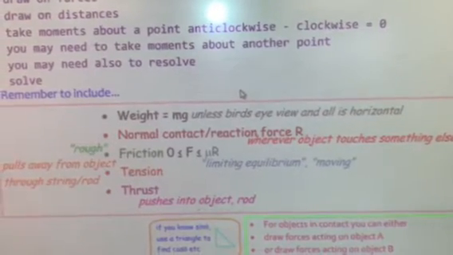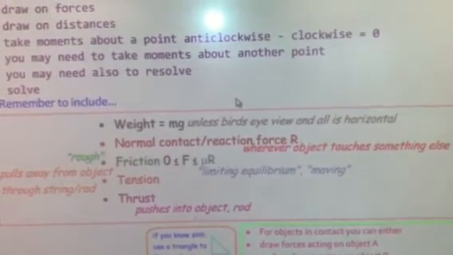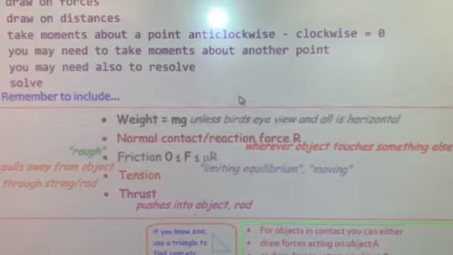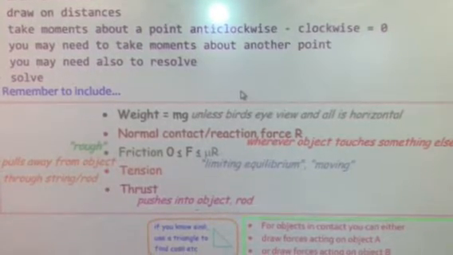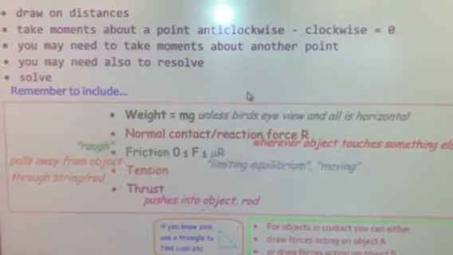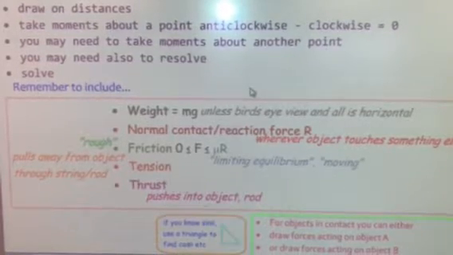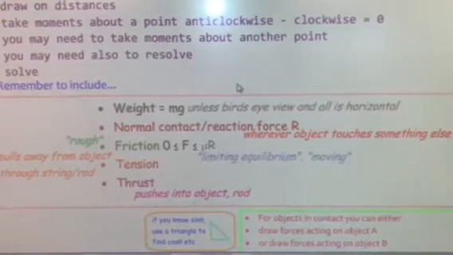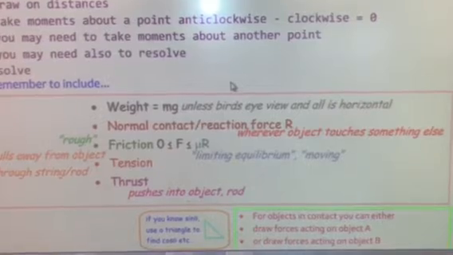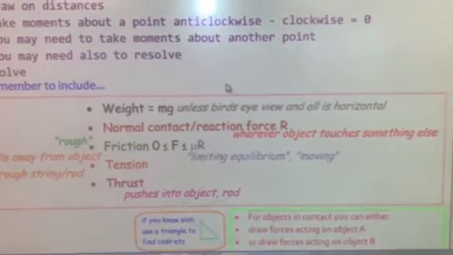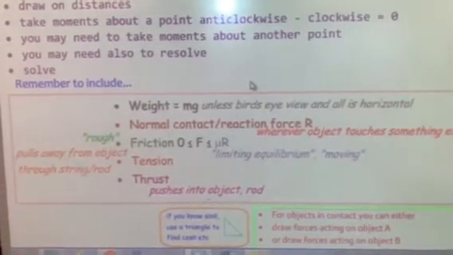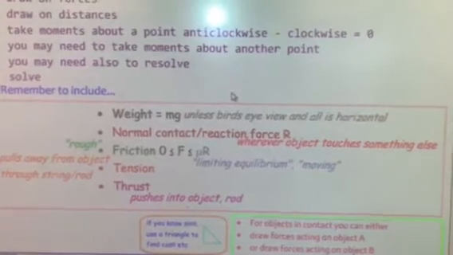Wherever you're in contact with your object and anything else, so it could be a rod, it could be the ground, it could be a wall, whatever it is, you need to have a normal contact force. Okay, so we usually call that one R. And it's always perpendicular to the surface you're in contact with. Perpendicular to that, you may also have friction.